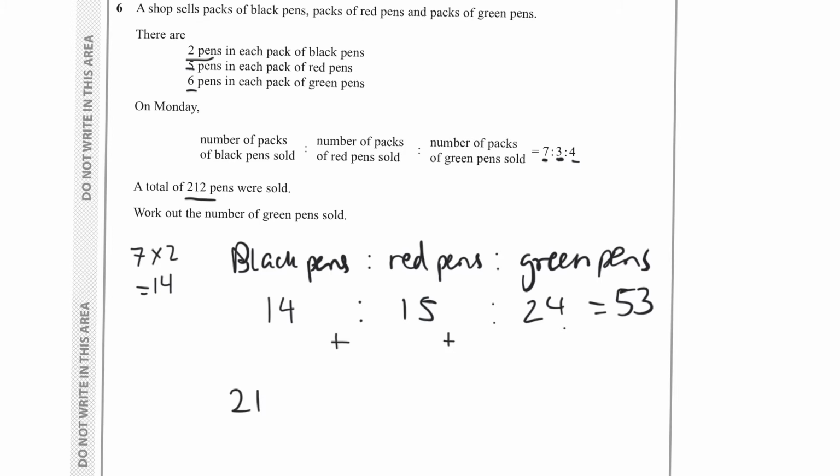So we're going to do 212 divided by how many parts we have in our ratio to work out what one part is equal to. And that would be 4. So we know that essentially it's 4 pens for one part of the ratio. So to work out how many green pens in total were sold, we are going to do that 4 times the 24 for the green pens, and that should leave you with an answer of 96.